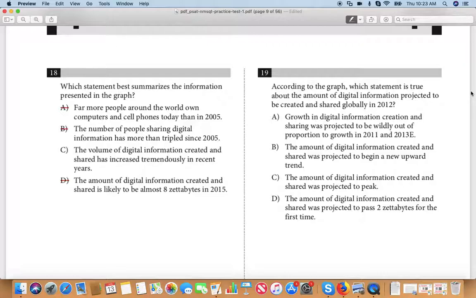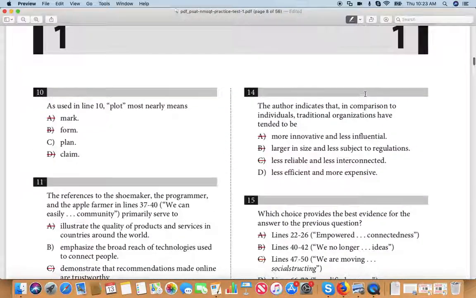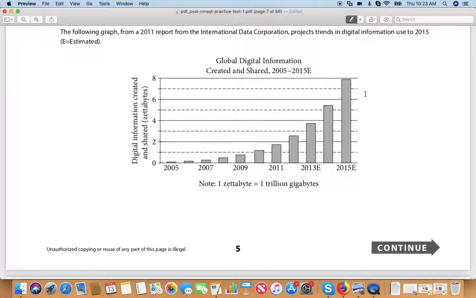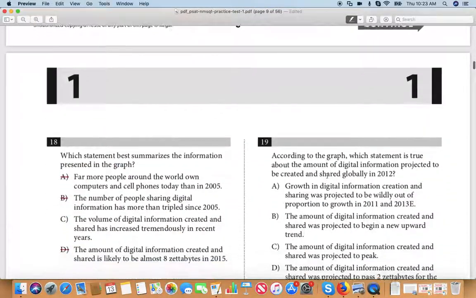According to the graph, which statement is true about the amount of digital information projected to be created and shared globally in 2012? Okay. Let's take a look real quick at the amount of information projected to be shared in 2012. What can we say about that? I'd say 2.5 zettabytes. Zettabytes, yeah, right. That sounds pretty good. Okay, and then let's just test the answer choices.